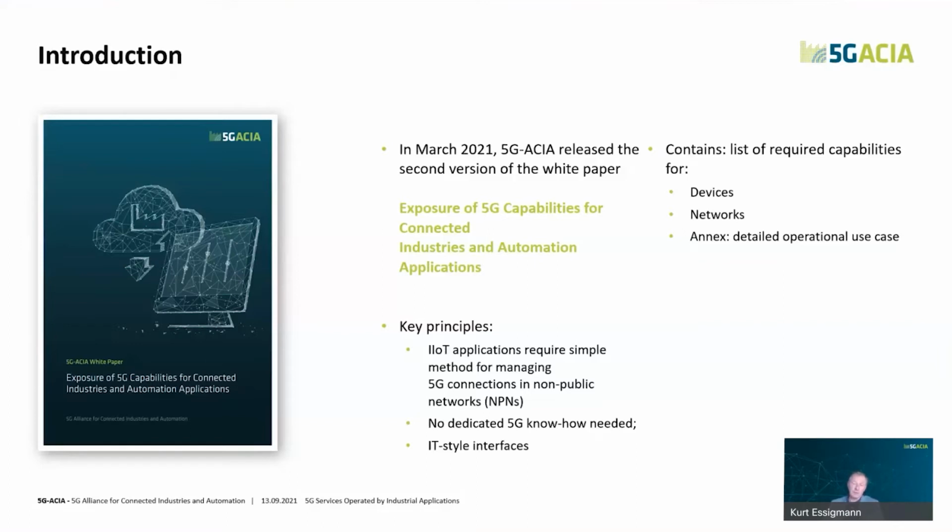What the white paper contains is mainly two groups of use cases. The first group is device-related use cases, how to manage individual devices. The second group is more related to network use cases. We will go into this group a bit later on in the webinar. And at the end of the white paper, you will find a very detailed operational use case description. Those may be interesting for you if you really want to specify APIs or if you want to implement them.